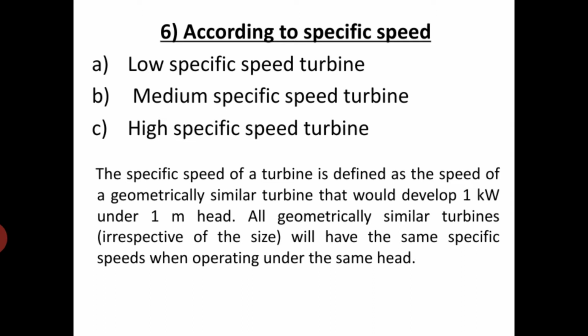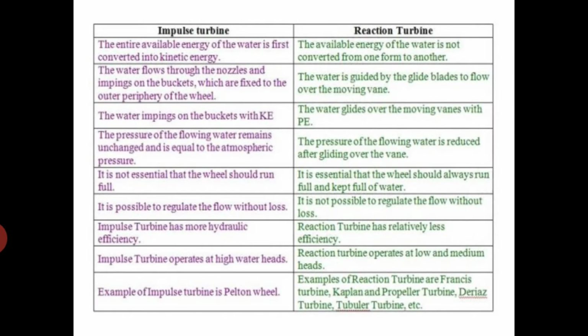All geometrically similar turbines, irrespective of the size, will have the same specific speeds when operating under the same speed. Depending upon this specific speed, the turbines are classified as low, medium, and high specific speed turbines. And the difference between these, there is impulse turbine and reaction turbine. As we know, there are two types of turbines. One is an impulse turbine and the other is a reaction turbine. An impulse turbine example is the Pelton wheel, whereas reaction turbine examples are the Kaplan and Francis turbines.